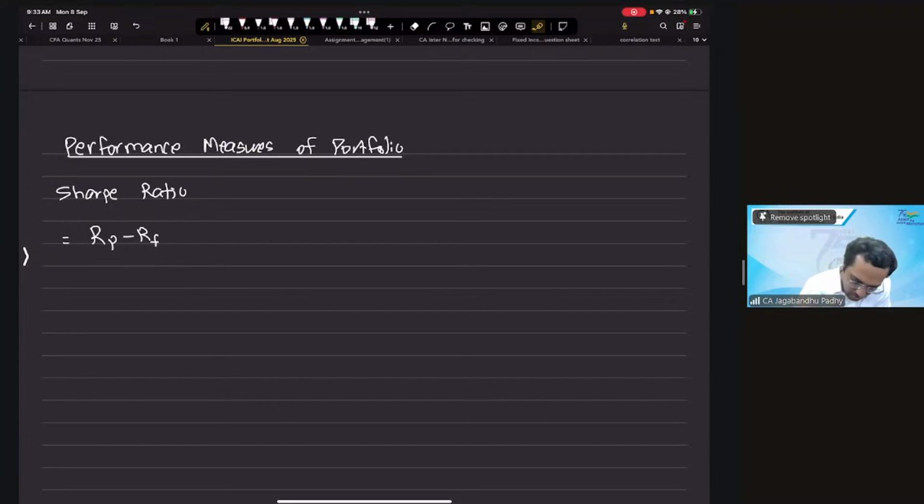So I can't just look at return of portfolio minus risk-free and say that I have generated a good positive portfolio return. Rather, I need to divide this by the standard deviation of the portfolio. So the higher this Sharpe ratio, the higher the risk premium that we have generated per unit of standard deviation. Okay. Then similar to this, we have the Treynor ratio.